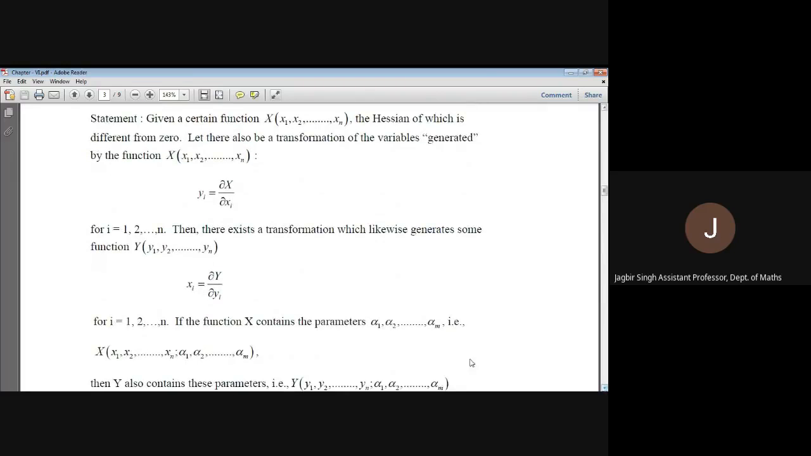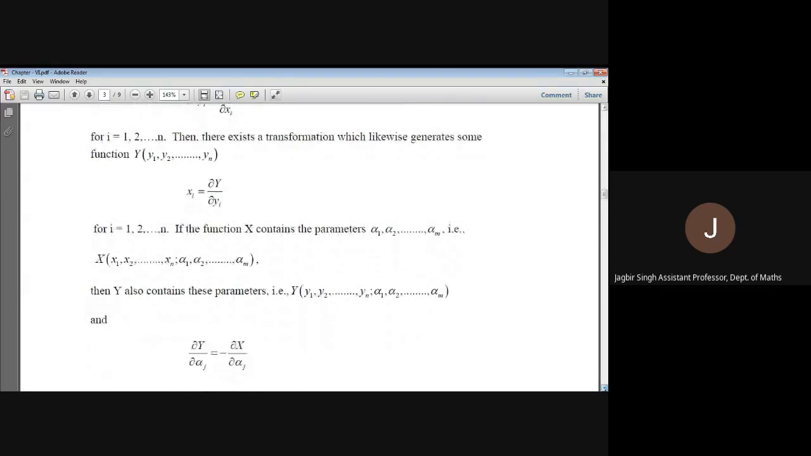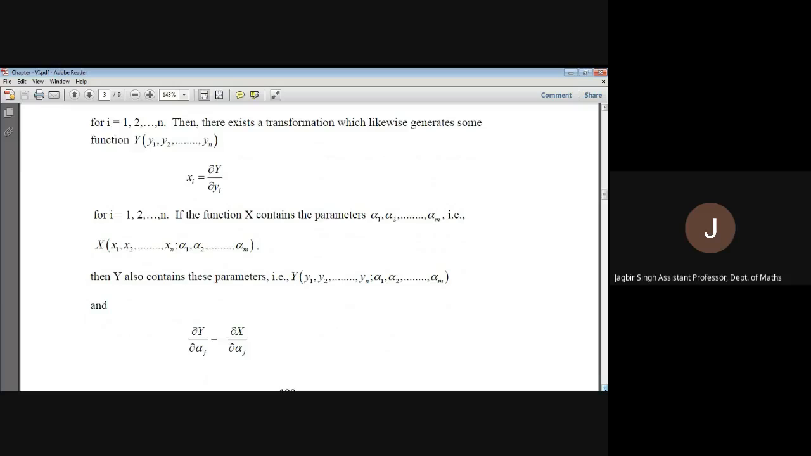A function x was given, that was a function of x1, x2, xn, alpha 1, alpha 2, alpha n. Also it is given that yi is equal to curly x by curly xi. Yi was the new variable. Then we obtained that xi is curly y by curly yi. Old variable is equal to partial derivative of new function with respect to new variable. And the parameters remain as they are. And for those terms which remain as they are, the partial derivatives of both the functions with respect to those variables are negative of each other.